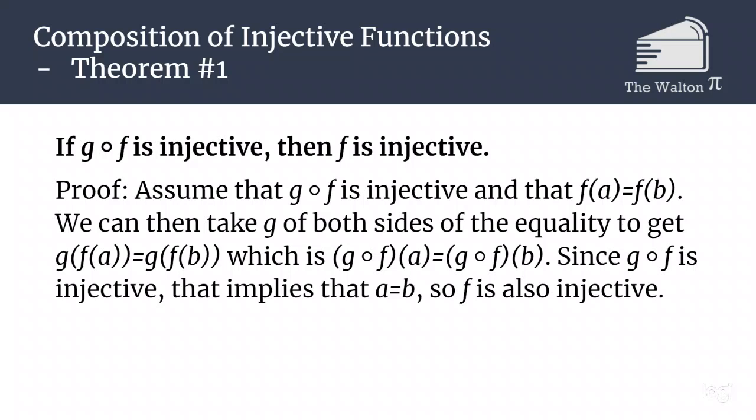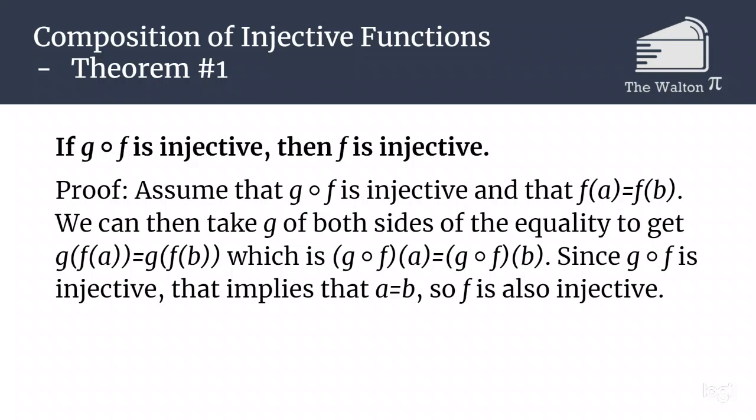So our proof is going to be that if we start by assuming that g of f is injective and that f of a equals f of b. So that's how we start, and the reason we include the f of a equals f of b part is that is how we start any injective proof. We are going to now have to show that a must equal b.